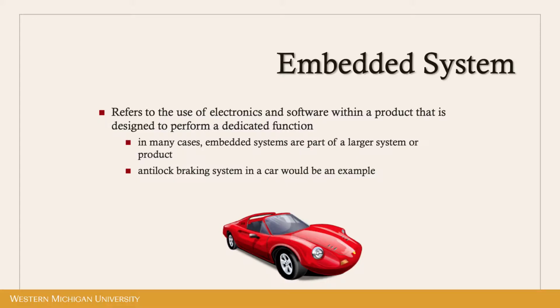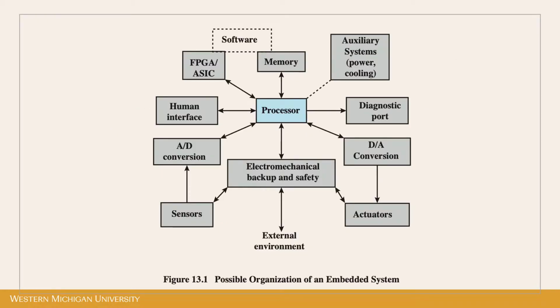So, an embedded system refers to the use of electronics and software within a product that's designed to perform some dedicated function. In a lot of cases, embedded systems are going to be part of a larger system or project. So, anti-lock braking systems or airbag control systems in a car would be some great examples of embedded systems and how they're used. Now, here's one possible organization of an embedded system.